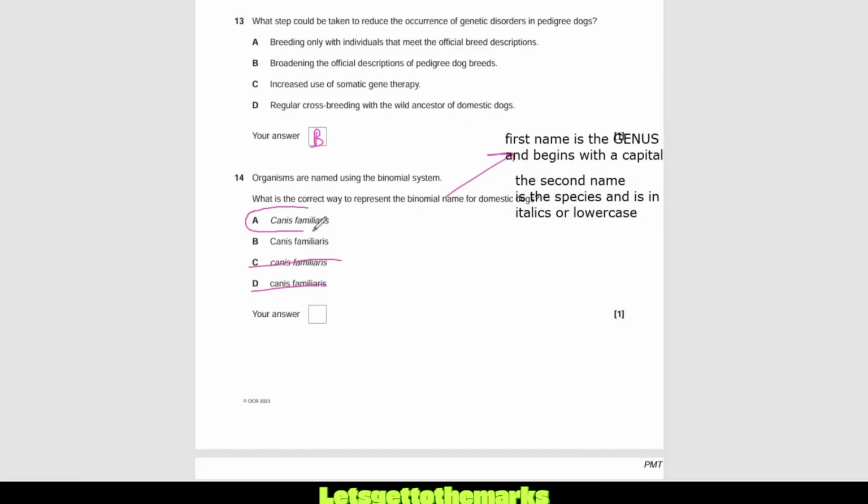So we're going to go with this one. This one's got the funky kind of writing. And so we're going to go with A, Canis familiaris. And the difference there is that's just lowercase. It's not in italics. Okay. So A is in italics. That's why we're going for A.